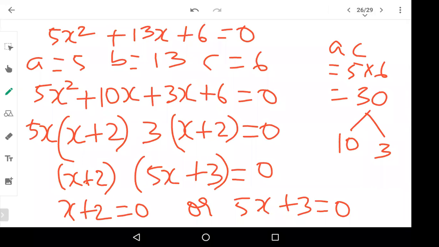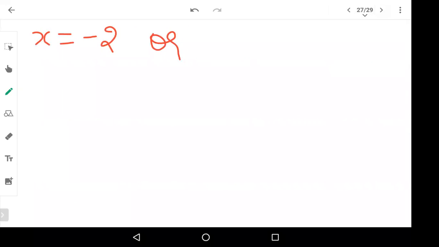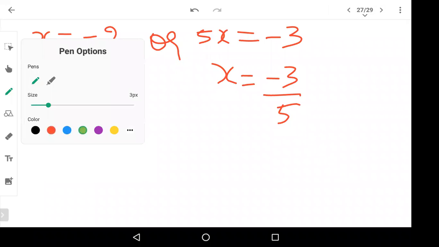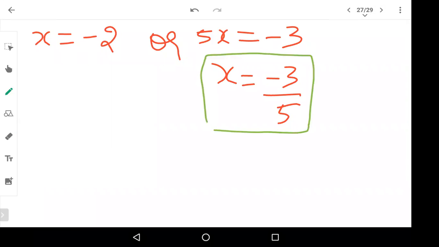So x is equal to minus 2, or what was the other expression? 5x plus 3 is equal to 0. So 5x is equal to minus 3. X is equal to minus 3 by 5. So I have got the answer as what? X is equal to minus 3 by 5 and x is equal to minus 2. Understood this problem? Any doubts here?